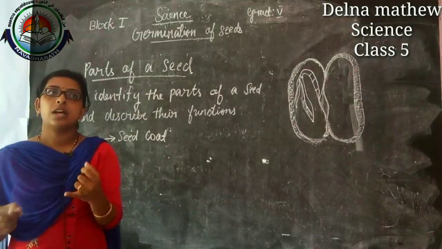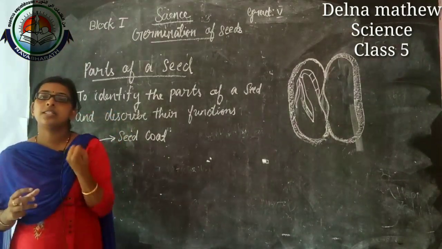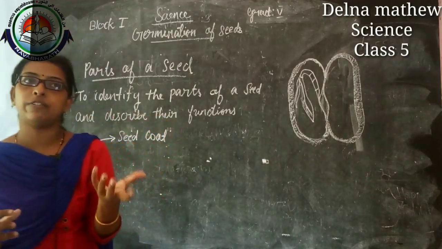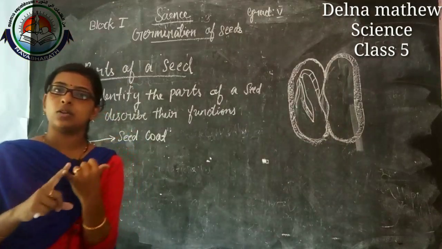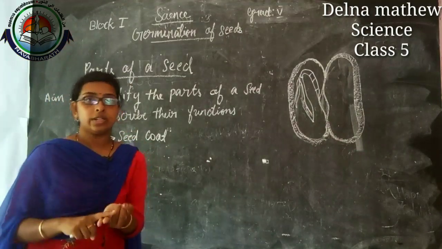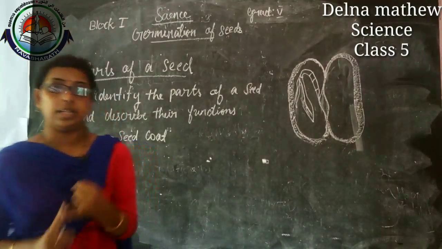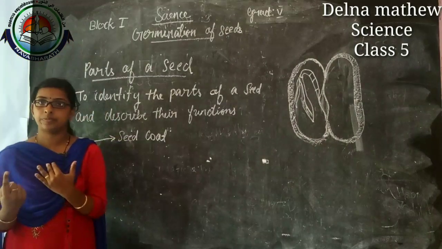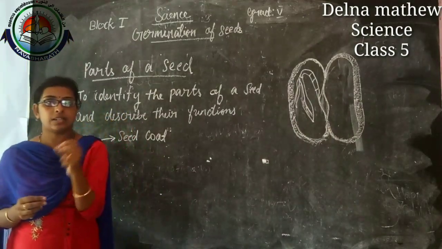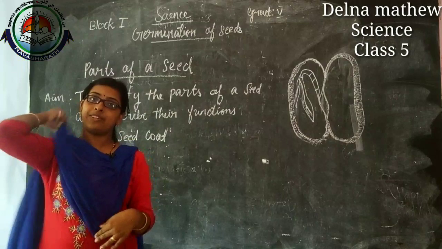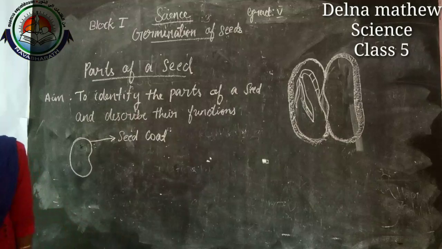If we consider the coconut, its seed coat is very thick and hard. And if we consider the seed coat of pea, it is very thin and soft. So we can say that the seed coat is either thick or thin, not only thick, not only thin. If it is thick, it will be harder, and if thin, it will be lighter or soft. That's all about the first part of a seed: the outer covering of a seed is considered as the seed coat.